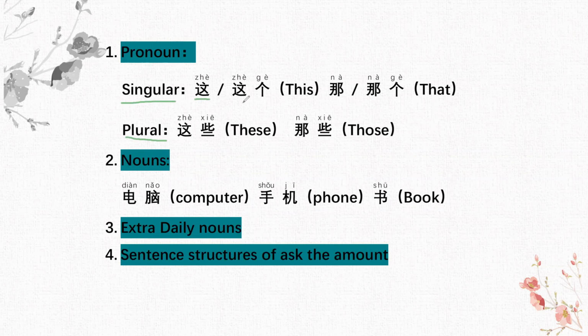Singular, 这 means this. 这个 also means this. But what's the meaning of 个? 个 is the most common measure word in Chinese. So you can understand 这 is this, 这个 is this one, but it's a similar meaning. 那个. Plural: 这些, 那些. Some nouns: 电脑 computer, 手机 phone, 书 book.